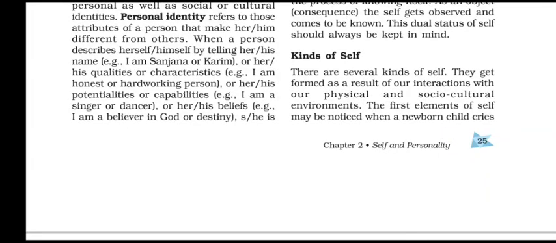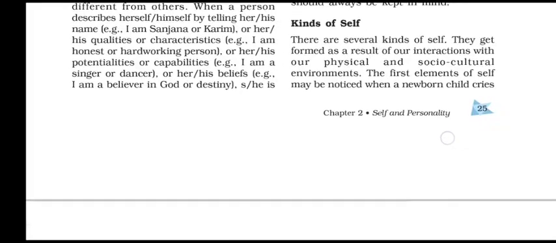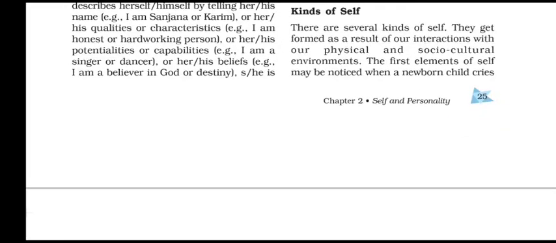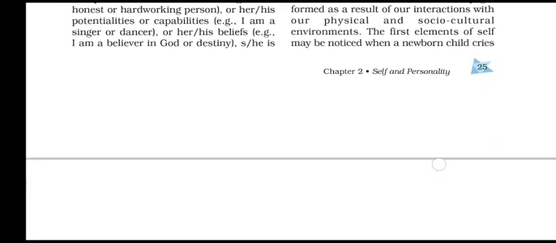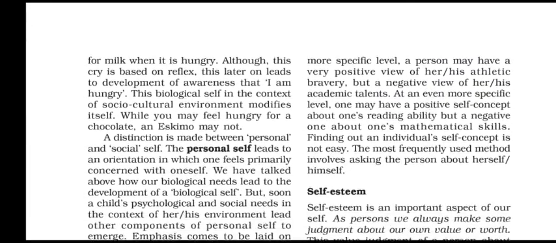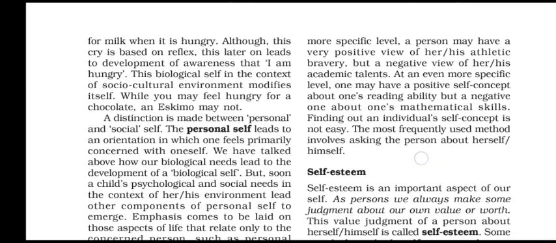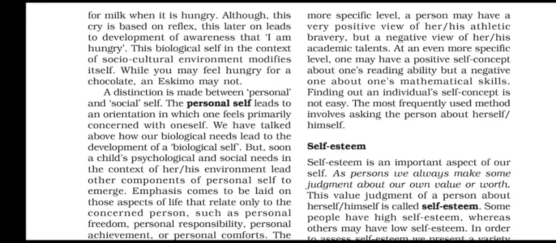Kinds of self. There are several kinds of self. They get formed as a result of our interaction with our physical and socio-cultural environments. The first element of self may be noticed when a newborn child cries for milk when it is hungry. Although this cry is based on reflex, this later on leads to development of awareness that I am hungry. This biological self, in the context of the socio-cultural environment, modifies itself. While you may feel hungry for a chocolate, an Eskimo may not.